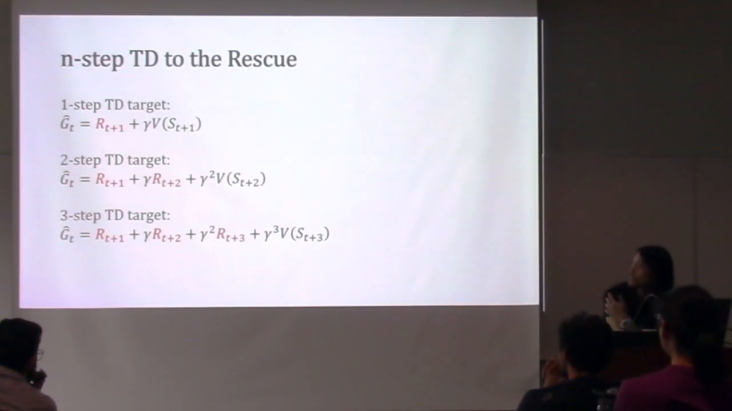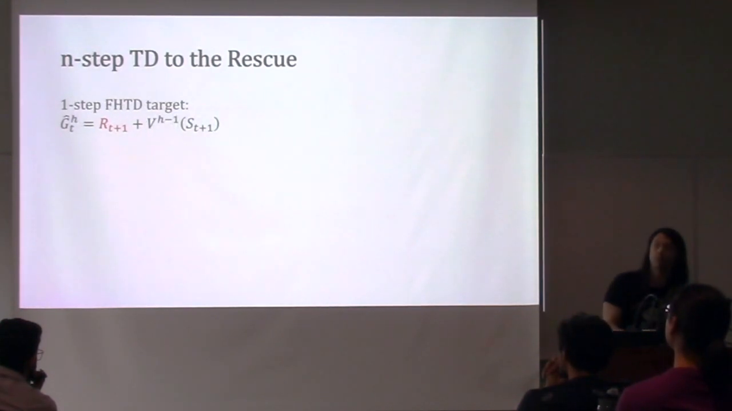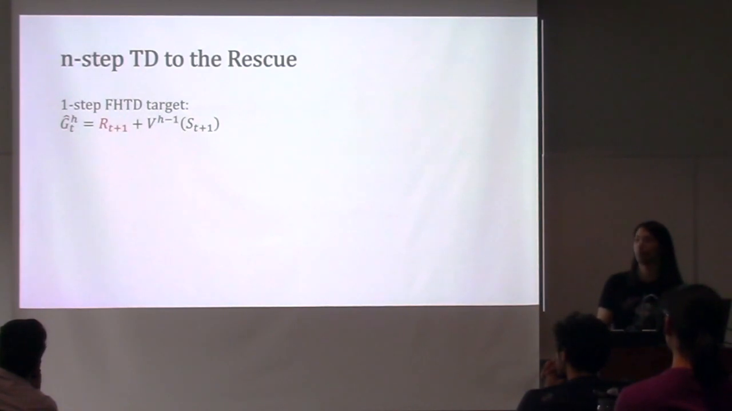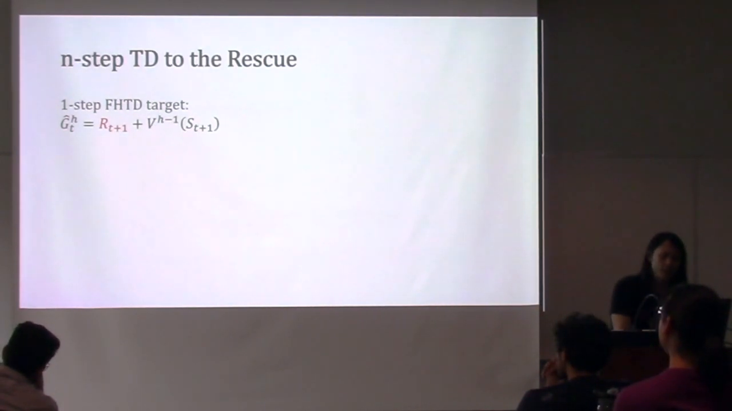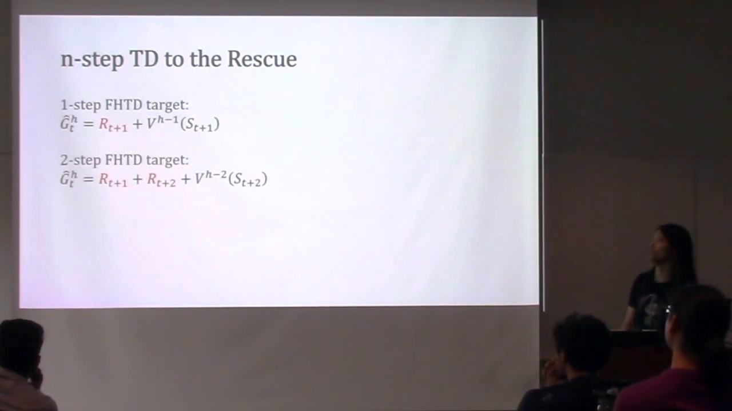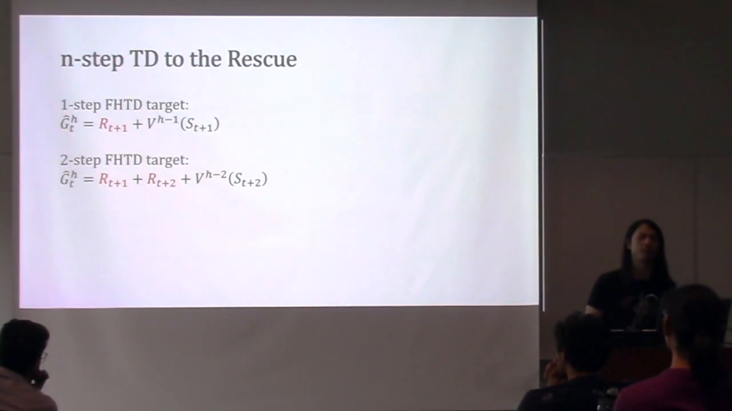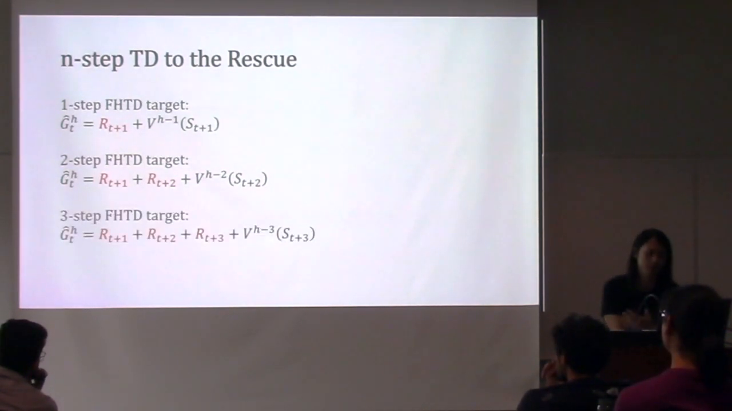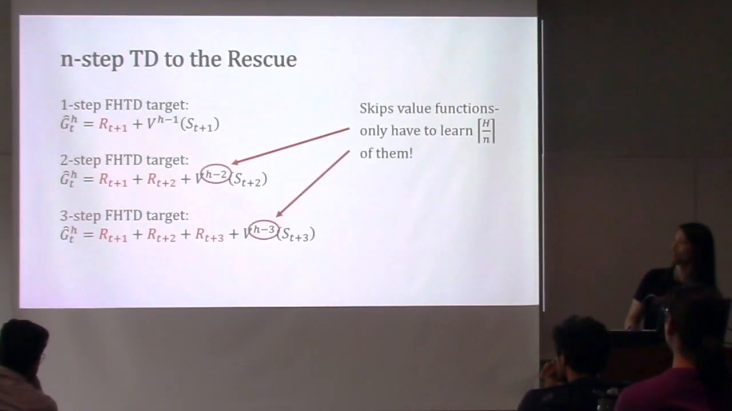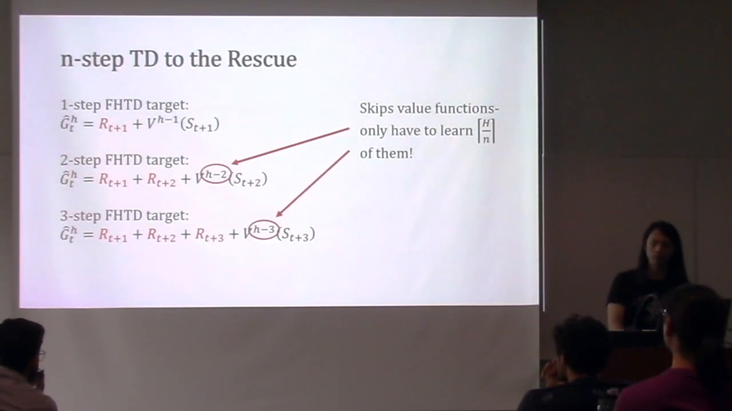But if we look at this in the finite horizon setting, one-step finite horizon looks like this, where you take one action, you receive one reward, and you bootstrap off of the previous horizon. If you do two-step finite horizon TD, you receive two rewards, and then you bootstrap off of the horizon that's two steps before your current horizon. Similarly, three-step finite horizon TD will bootstrap off of the horizon that's three steps before the current horizon. And the punchline of this is that you can skip over learning value functions. So you only have to learn H over n of them.